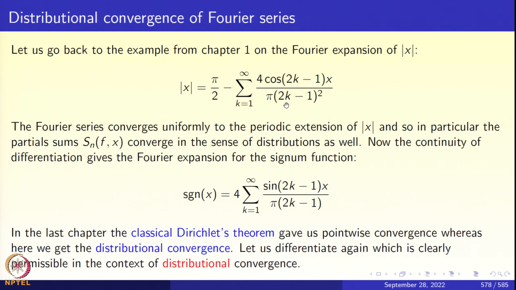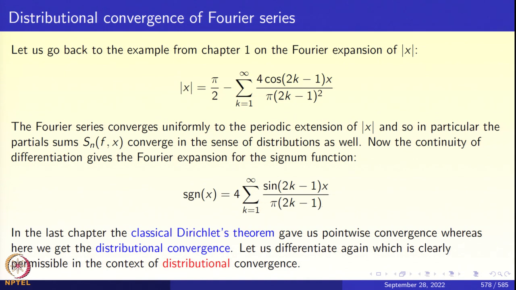Now, because of the presence of (2k minus 1) squared in the denominator, the series converges uniformly to mod x, the 2-pi periodic extension of mod x. And uniform convergence of a periodic function will imply weak convergence in the sense of distributions. In other words, the partial sums Sn of x converge uniformly to mod x, and so they will also converge in the sense of distributions.